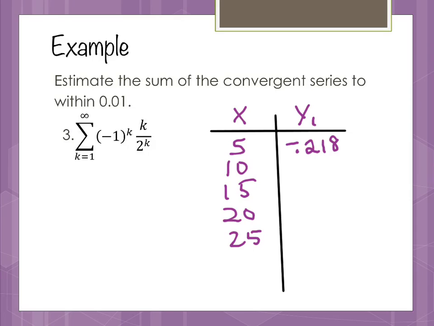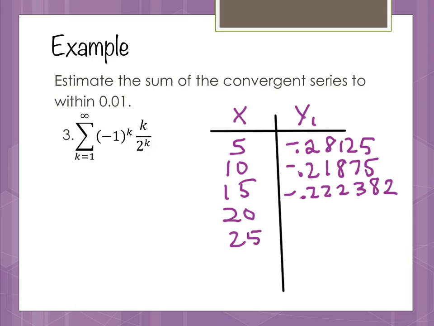So I've got negative 0.28125. If I go down the screen, I've got negative 0.21875. If I look at 15, I've got negative 0.2222382. This textbook seems to like 6 decimal places in most places, so I'm going to record it to 6 decimal places. And the next one is 0.223216. And the last one I've got, if I go to 25, is 0.222222. This is what I have.